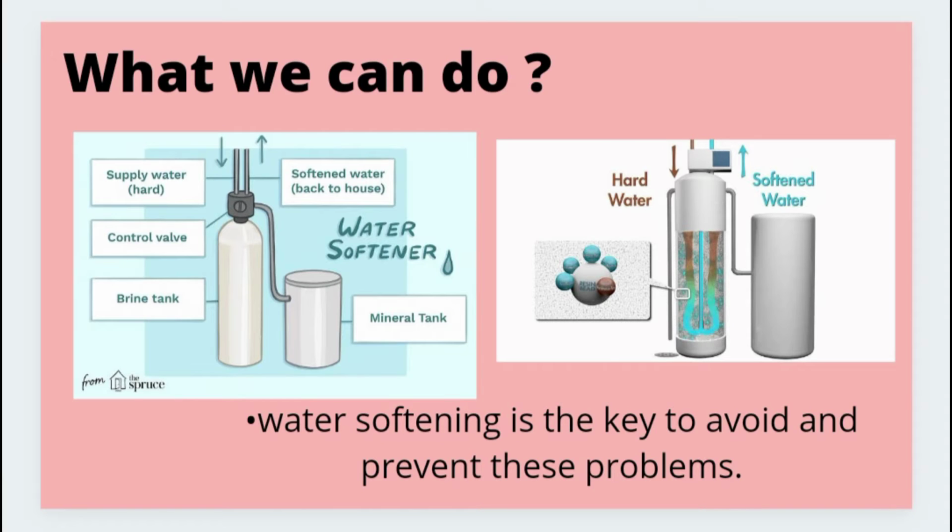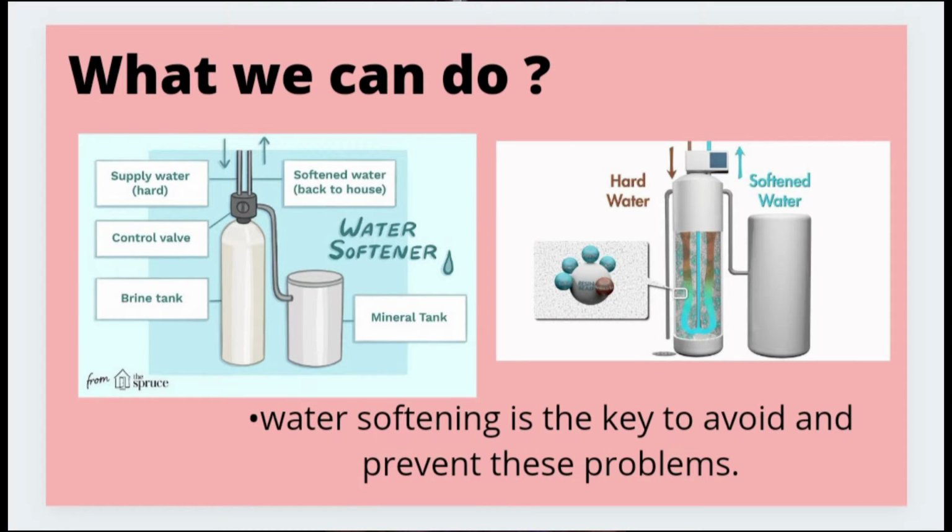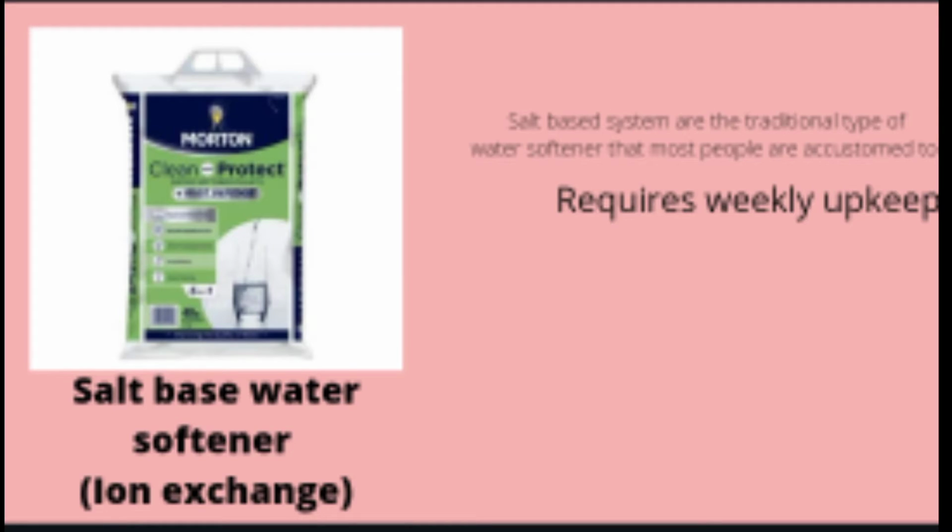So as you can see, these are the parts of the water softener: the supply water, the control valve, the brine tank, the softened water, and the mineral tank. So now, let me tackle the 6 types of water softener. Number 1, the salt-based water softener or ion exchange.